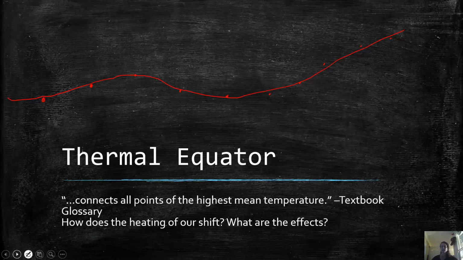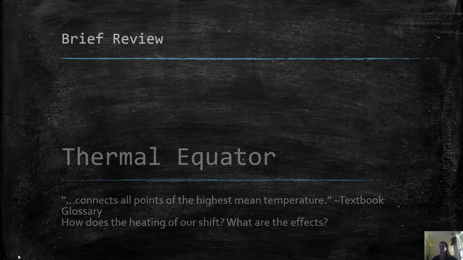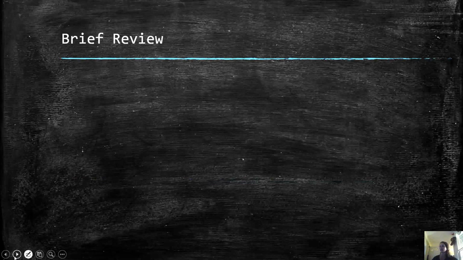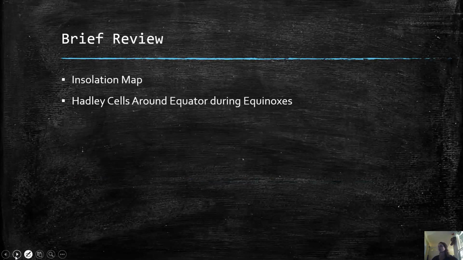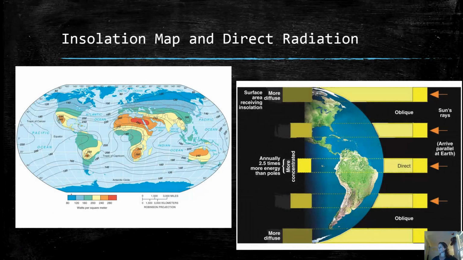So what will happen as the shifting of our Earth's heating system changes and so forth? So in review, we're going to think about our insolation map, intercepted solar radiation, and how during our equinoxes and around those seasons, the fall and spring equinoxes, the Hadley cells are around the equator. But what happens during our solstices, right?